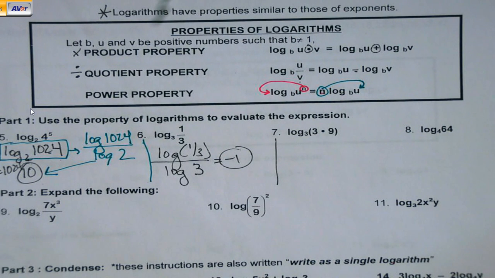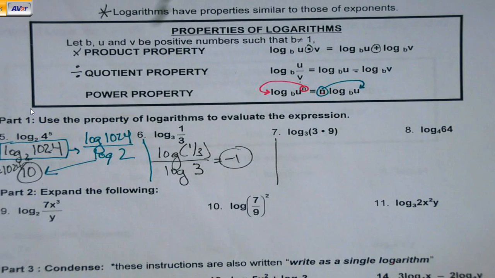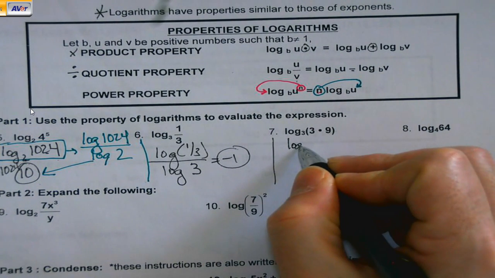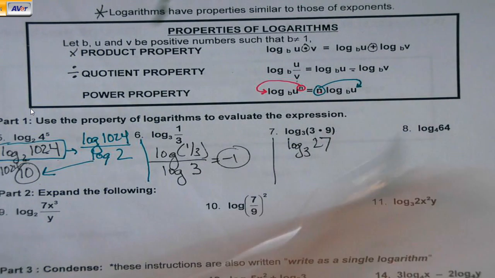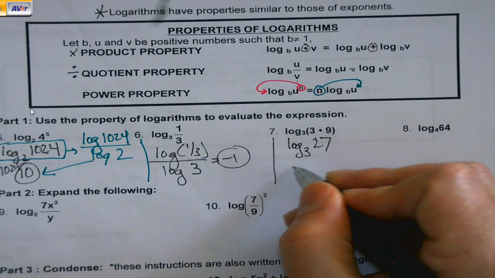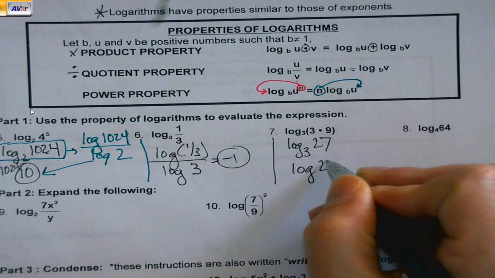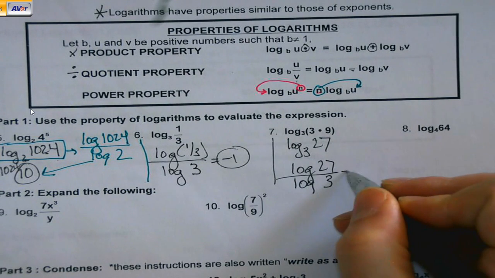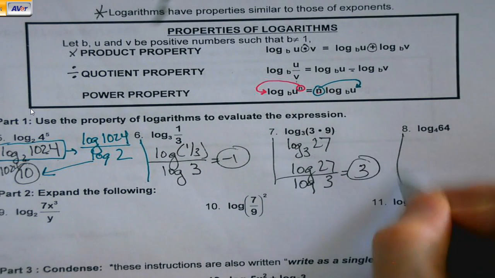Now, what happens, though, if I get into a problem like number 7? Do I have to do them separately? What do I do? No. 3 times 9, I can go ahead and do that. There's not a problem with doing that at all. And so I would just do my change of base and get my solution.